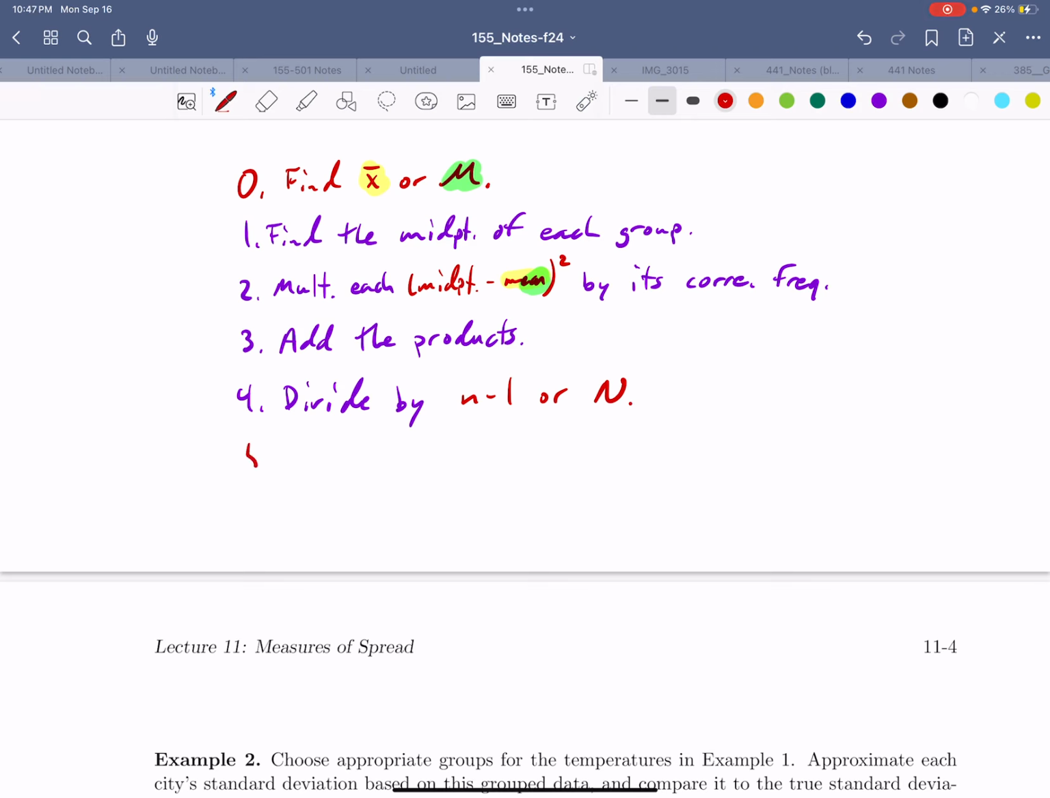All right, and then last but not least, we do want to take the square root. Okay, because we want to find the standard deviation, not the variance. This is finding the variance. And then this right here is the standard deviation.